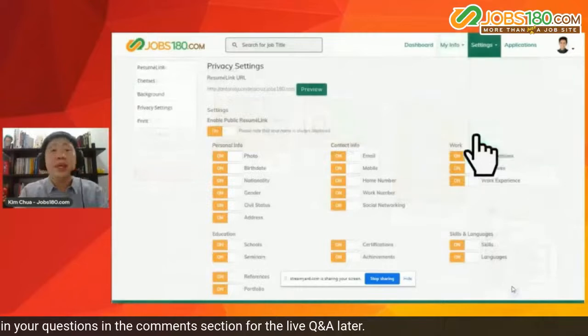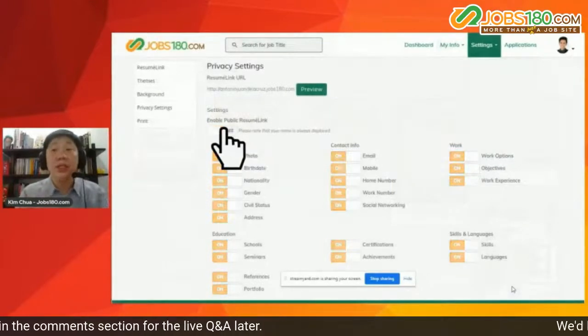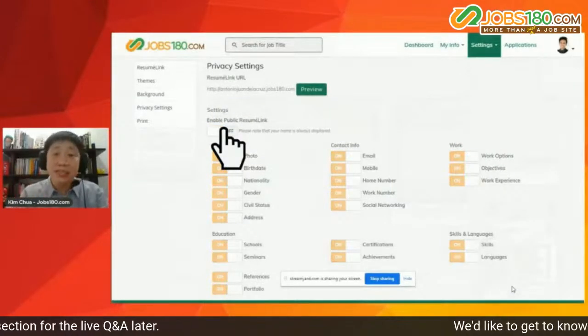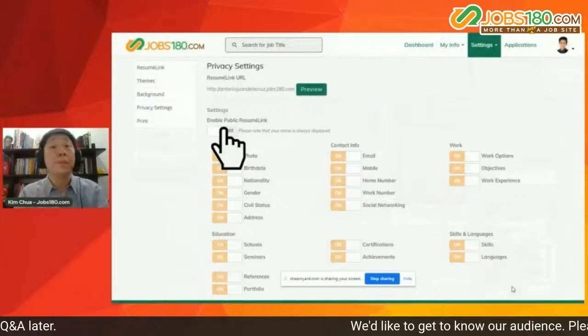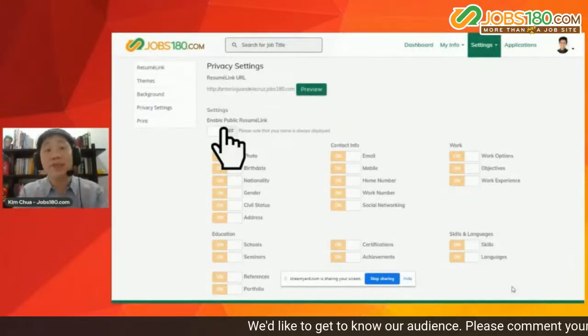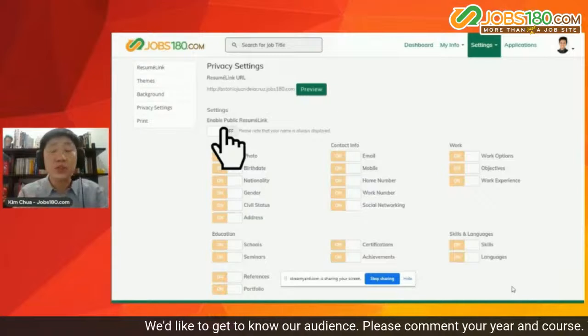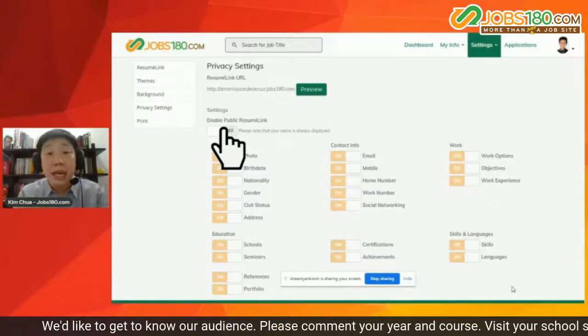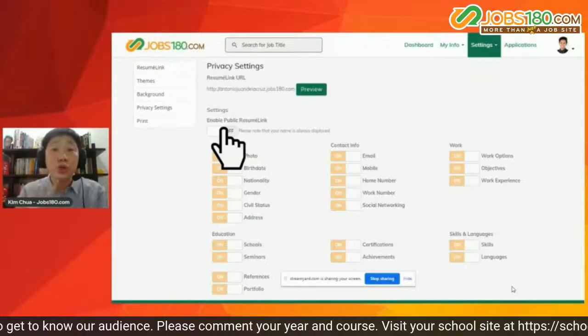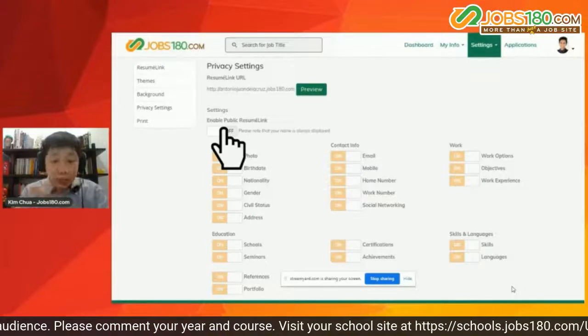Follow the screen. Inside your dashboard, when you log in, you can go to your settings. Sa settings mo, to be specific, puntahan mo yung privacy settings. In your privacy settings, you choose the information that you want to show in public. Halimbawa lang, you do not want to show your birthday. What do you do? Turn it off.